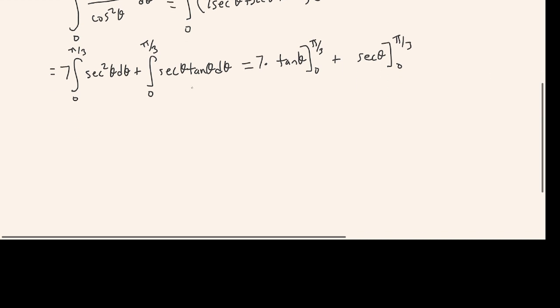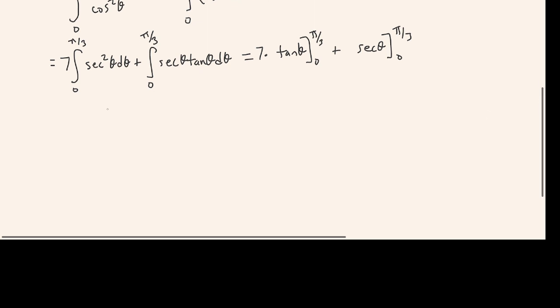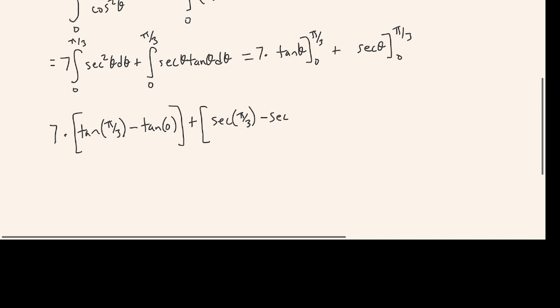Now, evaluating these, you can use a unit circle if you want. What we're going to get is 7 times tangent of pi thirds minus tangent of 0 plus secant of pi thirds minus secant of 0.